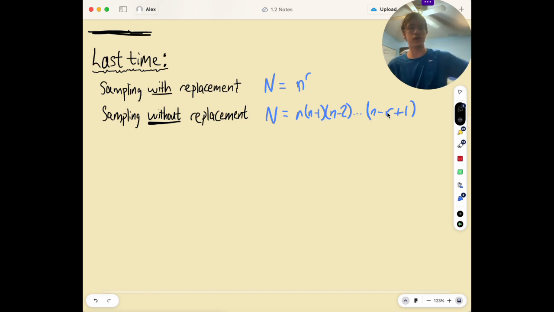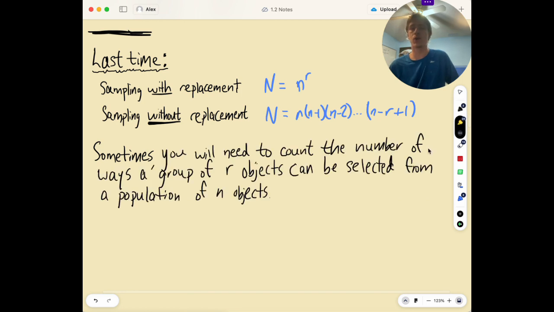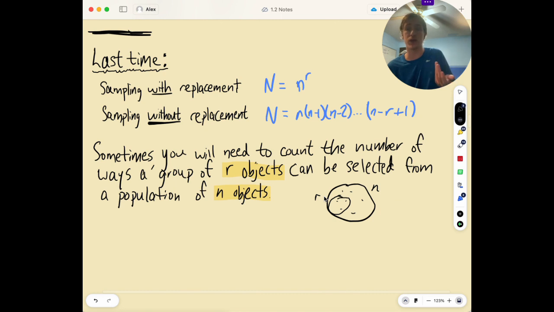Now, there are going to be situations in which we want to know how many ways a group of R objects can be selected from a population of N objects. So I'm going to write that down and then give you an example. We'll need to count the number of ways a group of R objects can be selected from a population of N objects. The situation is we have some sort of a population N that's filled, and we want to select a group of R of those objects and figure out how many ways we can do that.